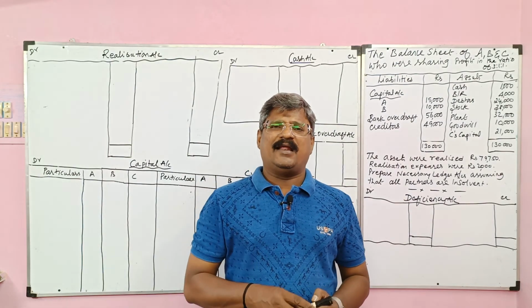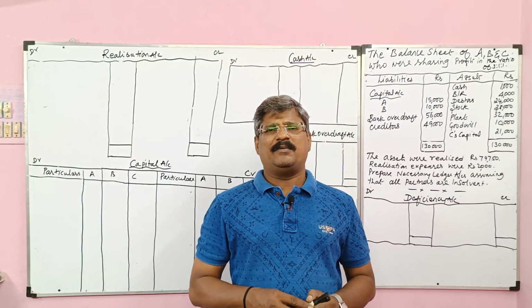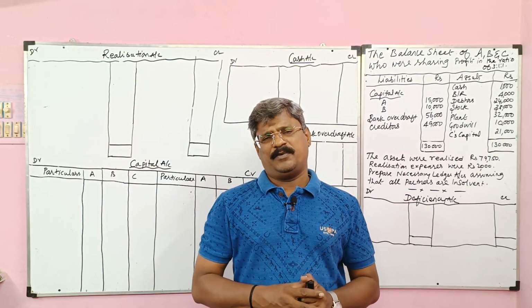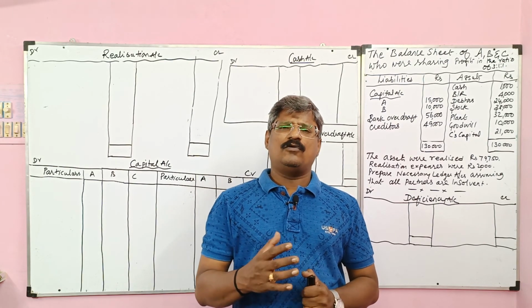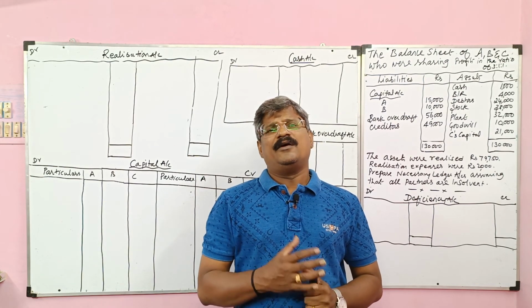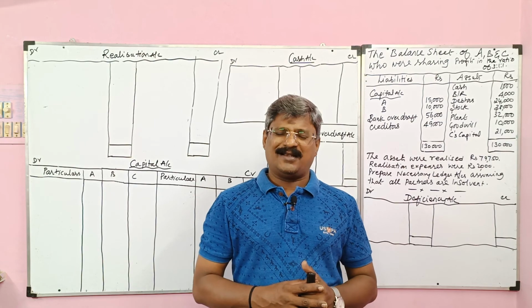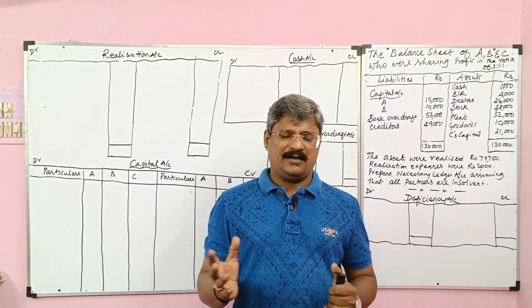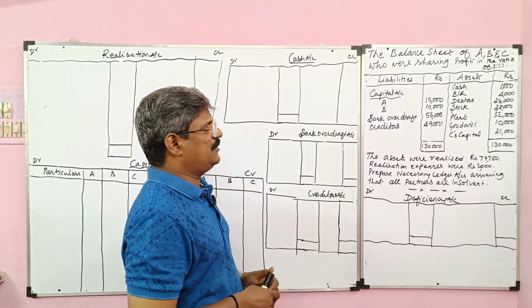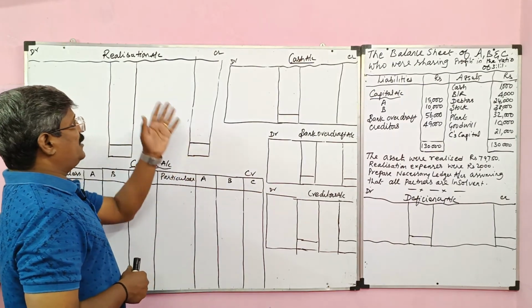First, we have to prepare the realization account. Second, the cash account. Third, the bank overdraft account. Fourth, the creditor account. Fifth, the capital account. At last, we have to prepare the deficiency account. First, we should transfer all assets to the realization account.